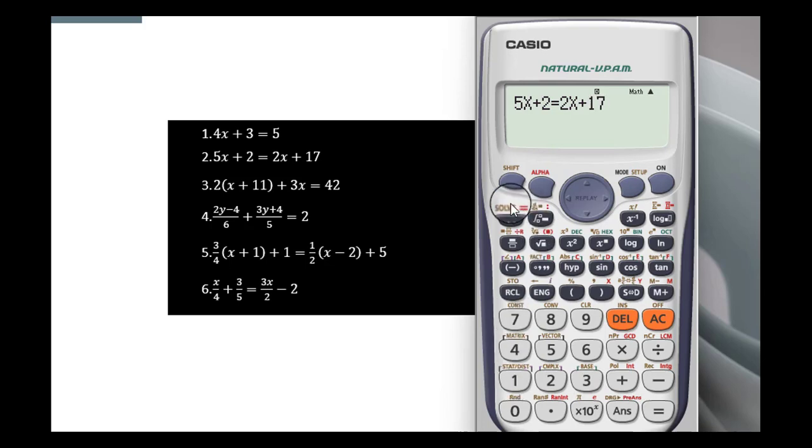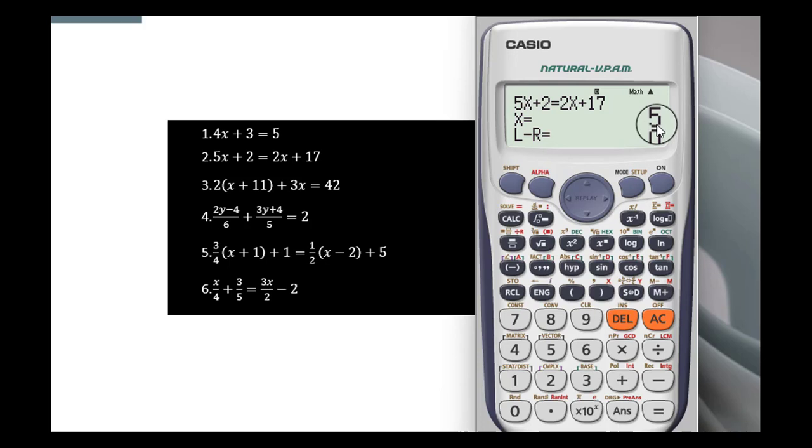Now to solve, we use the shift and the calculate key here. As you can see, there's solve at the top. So I press shift and then press that button. As you can see, the previous value for x we had, the 0.5, is the one that has appeared. So don't write this as the answer. To get the answer, they're asking for solve for x. So now you press the equal sign down here. And that will give you 5. In other words, the value for x is 5.